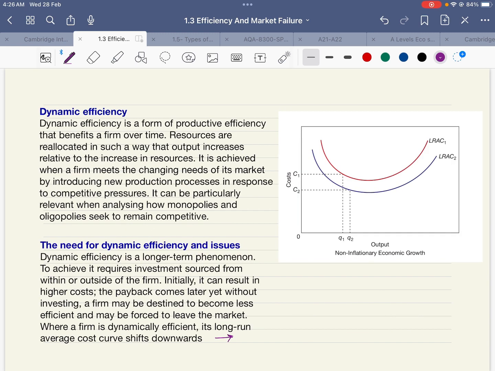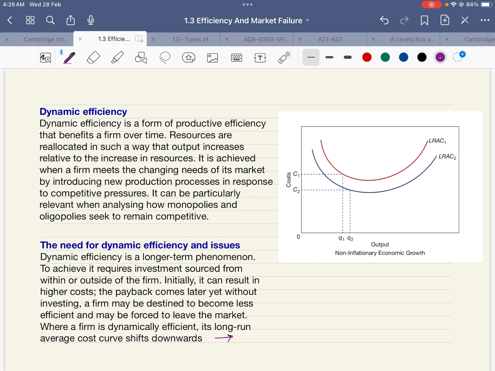Dynamic efficiency is a concept which firms achieve in the long run. It is not achieved in the short run. It is a form of productive efficiency which firms achieve by allocating resources in such a way that output increases relative to increase in resources. Also, it is achieved when firms meet the changing needs of the market by introducing new production processes or new technology, and they do it to meet competitive pressure.